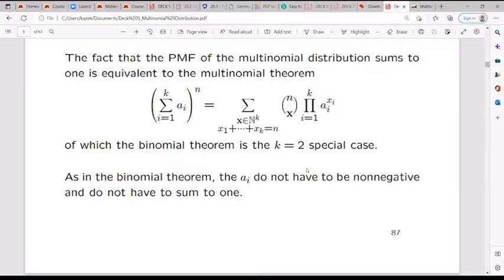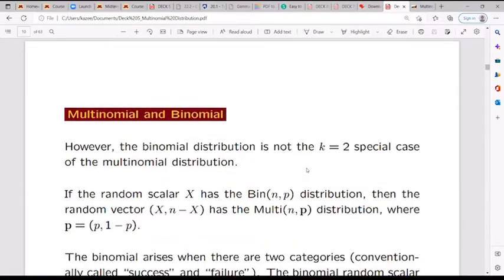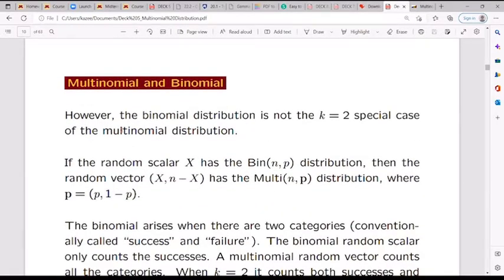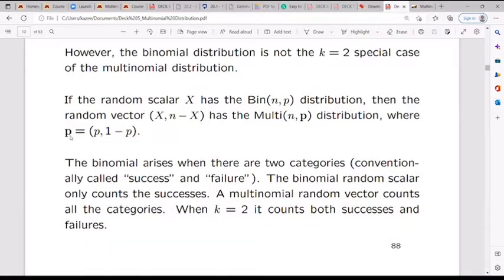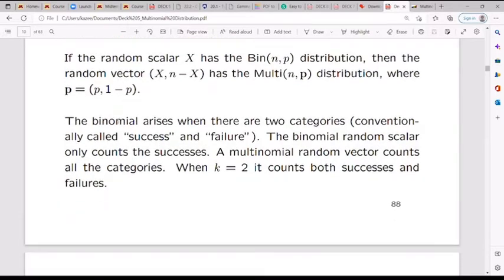Okay, what I'm just trying to say here is that for binomial, we have a special form of that. If a random scalar x follows a binomial distribution with n and p, then the random vector (x, n minus x) has a multinomial distribution. And don't forget, p here is the probability of success and 1 minus p here is the probability of failure. I just want you to take note of that.